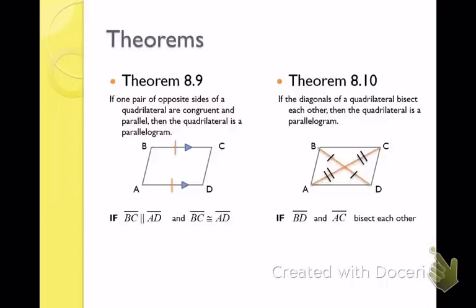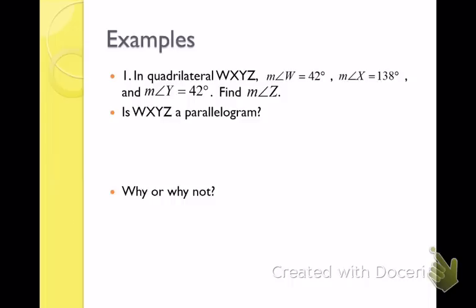Now, Theorem 8.9 merges two of these properties so that we only need to talk about one pair of opposite sides. If one pair of opposite sides are both congruent and parallel, then we know that ABCD is going to be a parallelogram. Okay? So, do we have to know both pairs of opposite sides are parallel and that both pairs of opposite sides are congruent? No. We can use one pair as long as they're both parallel and congruent. Okay? So, let's put these to use.